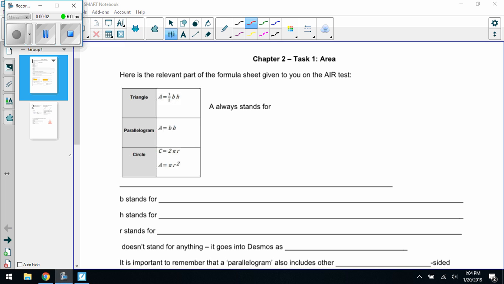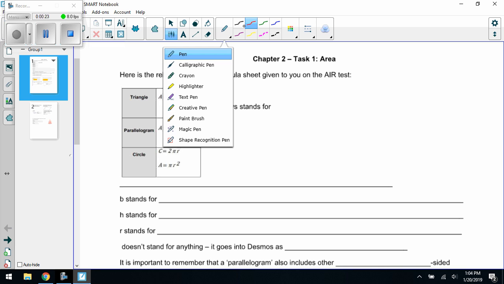Chapter 2, Task 1, Area. For this chapter, you'll be using the formula sheet, and we've actually included exactly what it looks like for the AIR test. So as you notice to the left, you have area of a triangle, area of a parallelogram, and area of a circle. The A always stands for area.